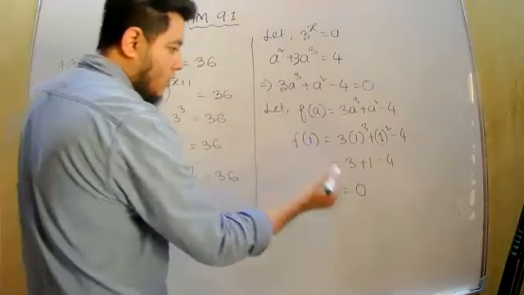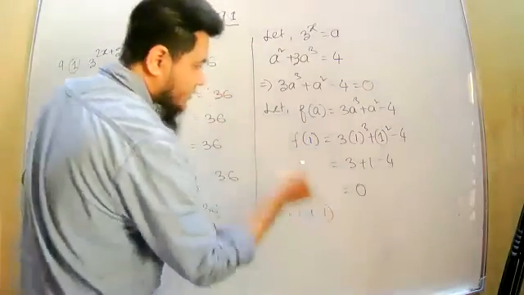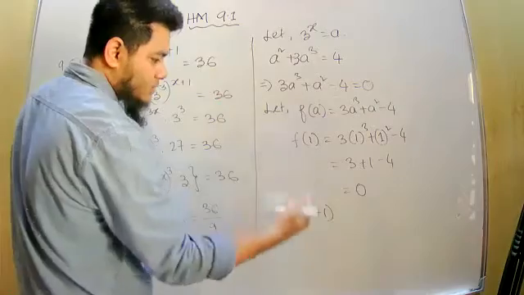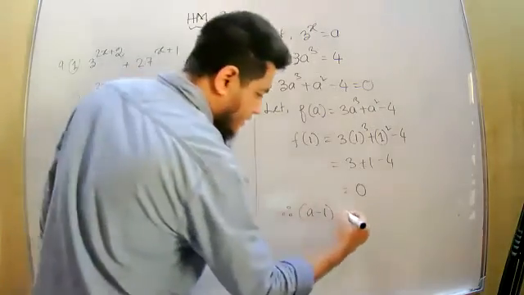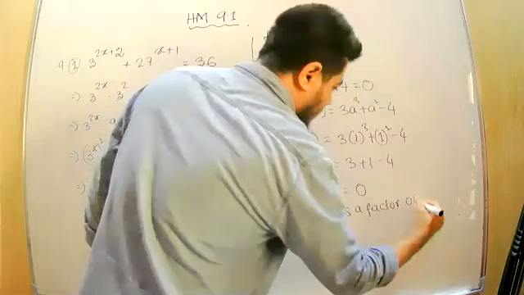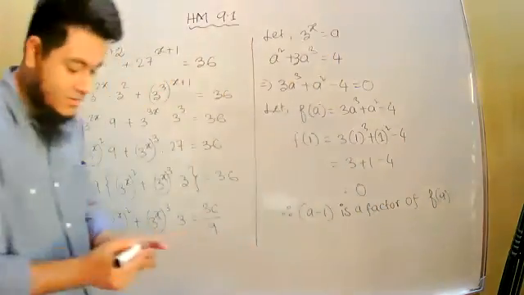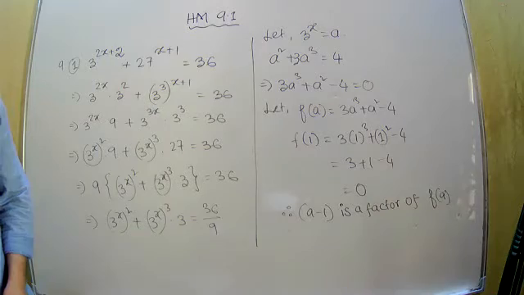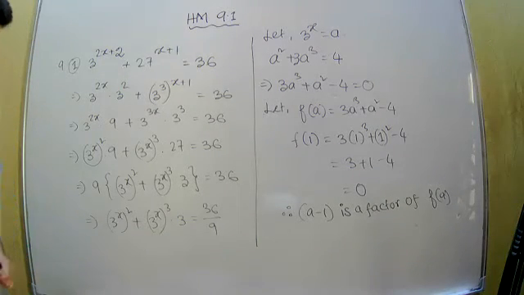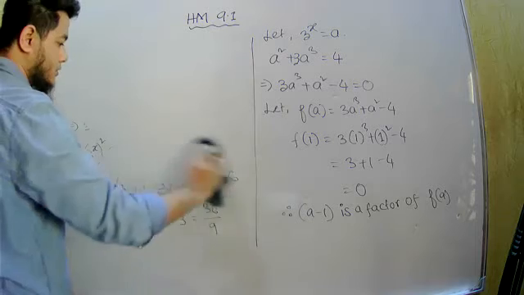So as for 1, we are getting 0, we can say that a minus 1, a is equal to 1, right? So if I simplify, a minus 1 is a factor of f of a. You already have done this in general math, right? That is why I'm not explaining in detail now. Okay, so let's start the calculation. I will continue here.